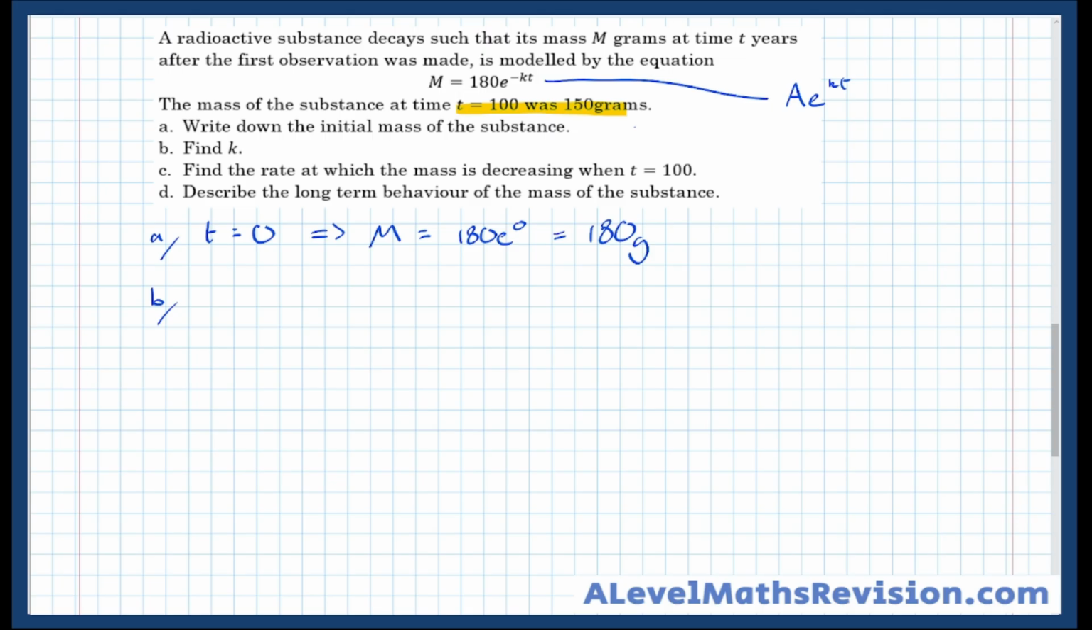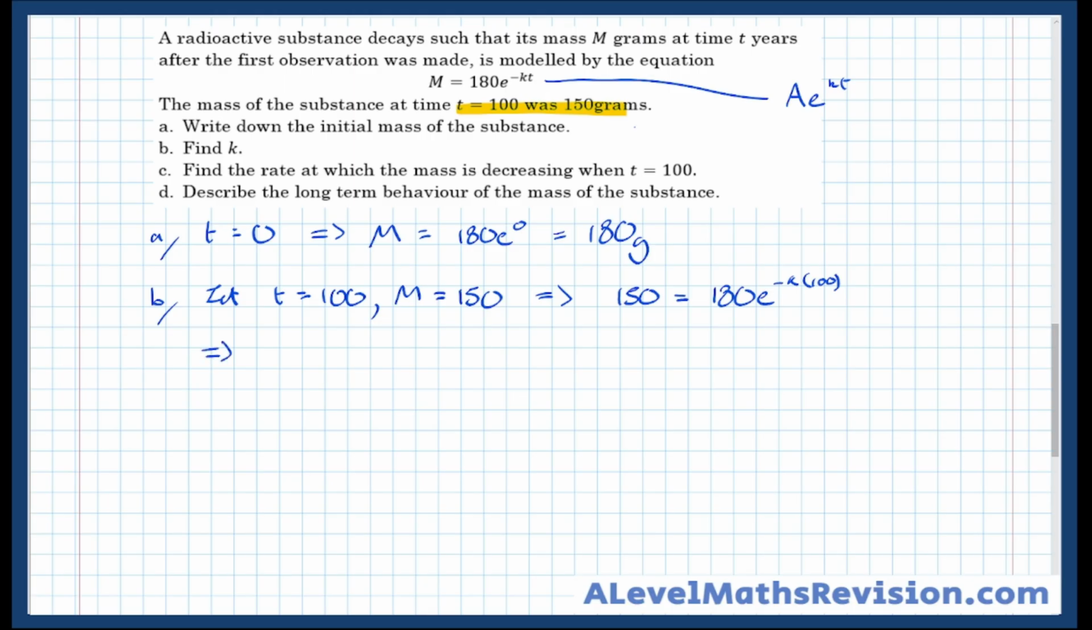Part B, find k. As predicted, we're going to use these points now to find the value of the unknown constant k. If you want to pause the video and have a go yourself, t was 100 and the mass was 150 grams. So let t equal 100 and m equal 150, which means that 150 equals 180e to the negative k, and the time we're told was 100. So rearrange that to get the value of k.